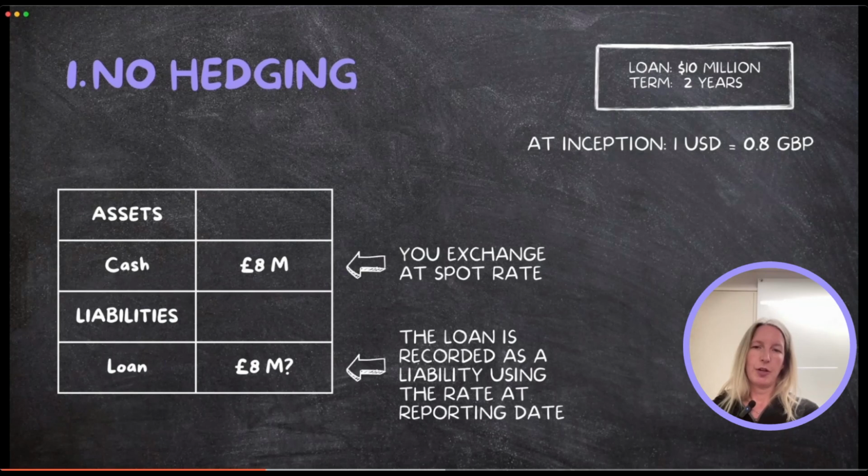So you have borrowed $10 million. You exchange that at the agreed rate into 8 million sterling. And that is an asset on your balance sheet in the cash section. So cash there, pretty simple. Liabilities, you have a loan. The loan equals 8 million pounds as well. And that is because at inception, the exchange rate between the cash you get and the loan you've taken out in dollars is the same.